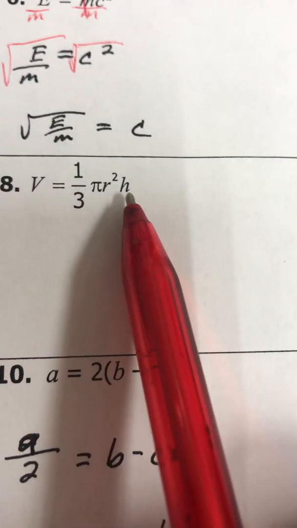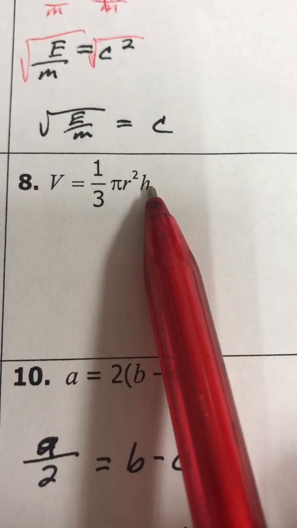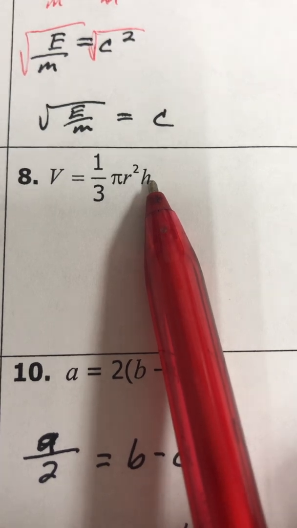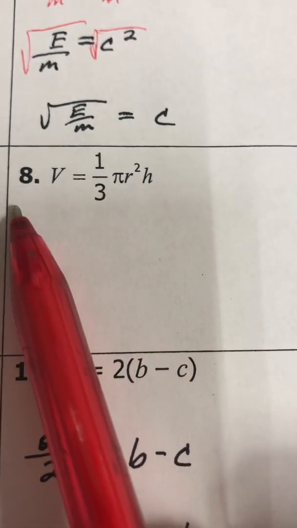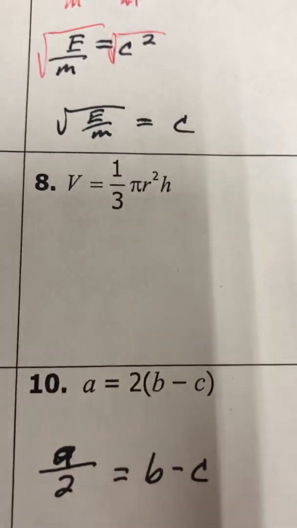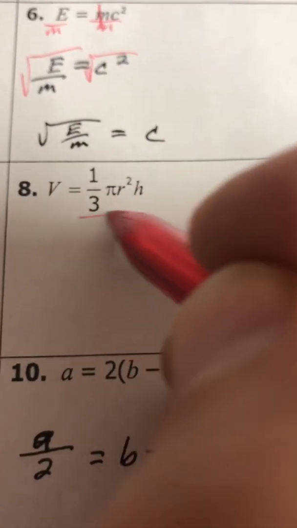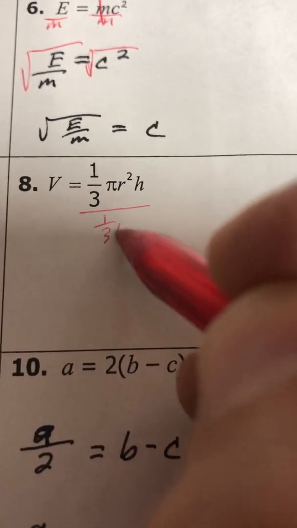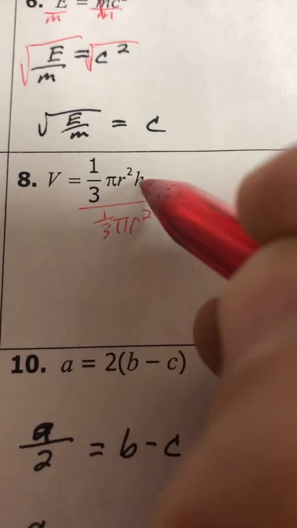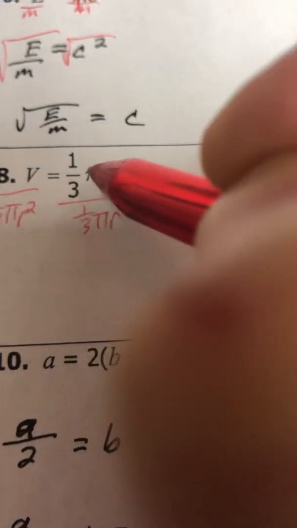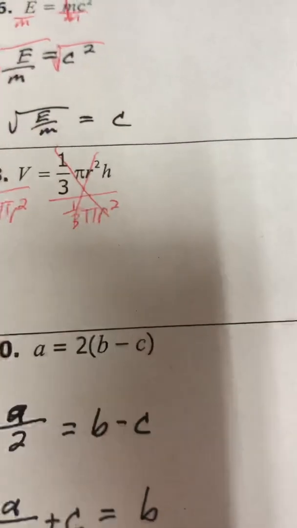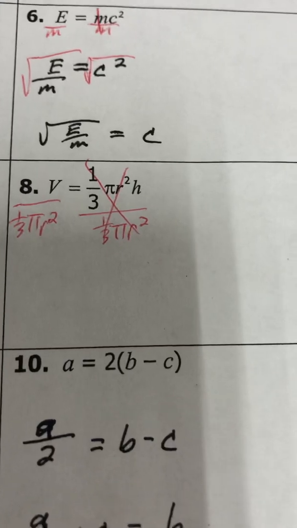For number 8, solve for h. If I'm solving for h, I could multiply first everything by 3 if you want, or you could just divide everything by 1/3 pi r squared, because that's all multiplied by h. Divide this side by 1/3 pi r squared. And these would cancel out, and you would be left with h. So you could do it that way too.